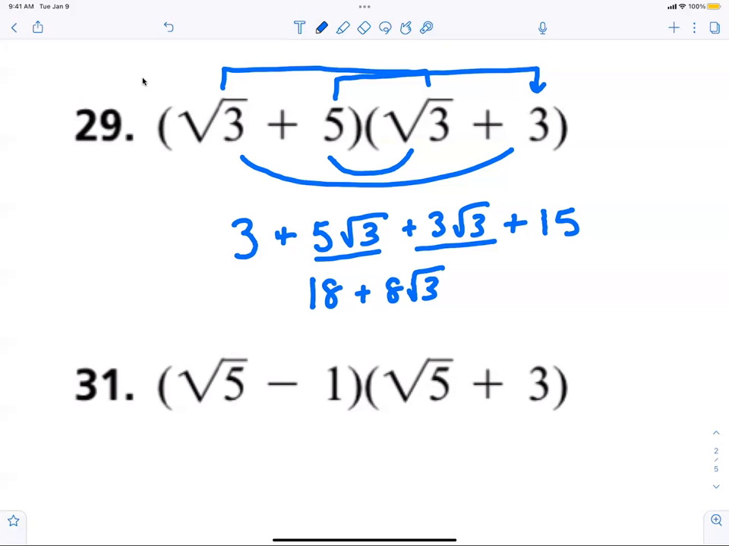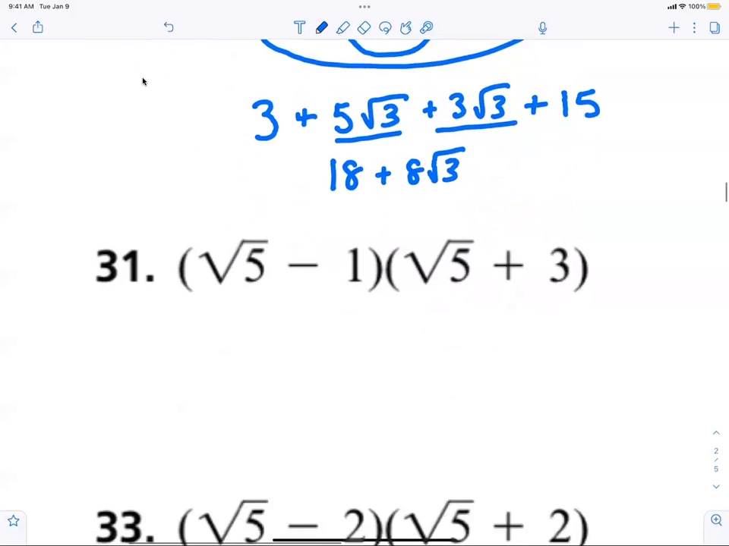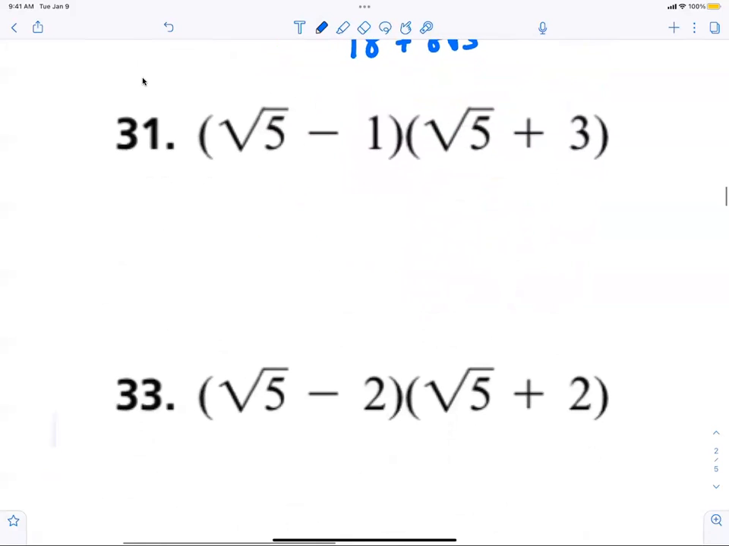Okay, come on now. Radicals are a big part of entrance exams. All right. So here we go. Everybody's looking at 31. Give it a shot.